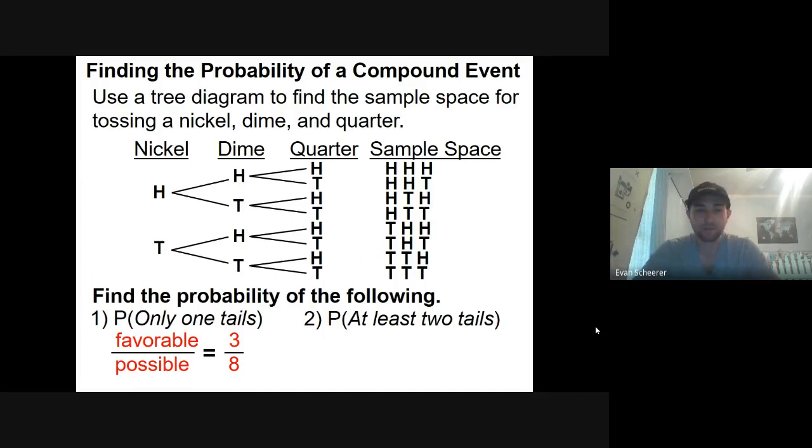Now let's find the probability of at least two tails. So two tails or three tails. We have 1, 2, 3. This last one is three tails, so it counts. So that's 4/8, which simplifies to 1/2. So you have a 50% chance of getting at least two tails. Kind of interesting. All right.